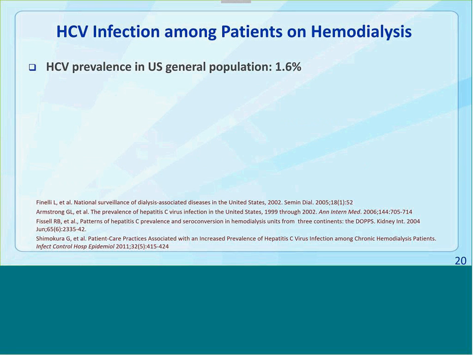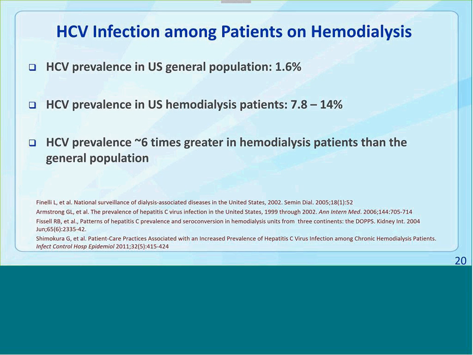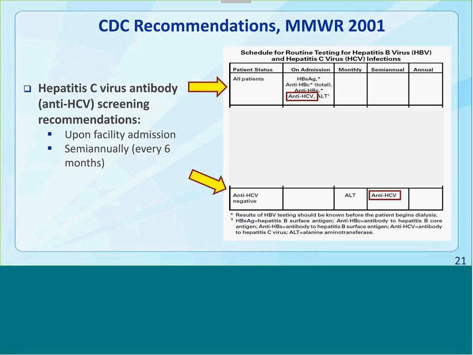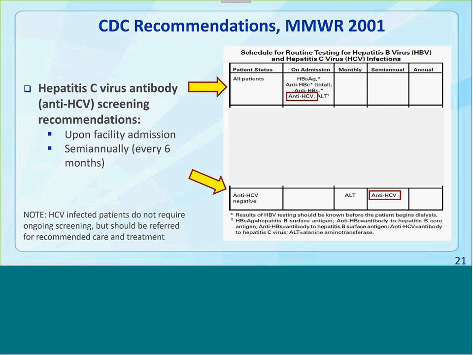What about our hemodialysis patients? I already mentioned that it's a pretty high prevalence compared to the U.S. general population, which is 1.6% prevalence of Hep C, while in hemodialysis patients it's as high as 8 to 15%, so 6 times greater than the general population. What are CDC's recommendations? From the 2001 MMWR, CDC recommends screening upon facility admission for antibody, as well as every 6 months to ensure that conversion and exposure hasn't happened on your watch. Just a note here that if you have Hep C infected patients, you don't need to continue to screen those, but they should be referred for the recommended care and perhaps treatment.